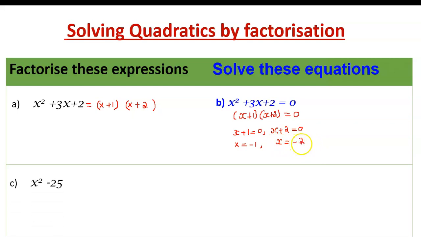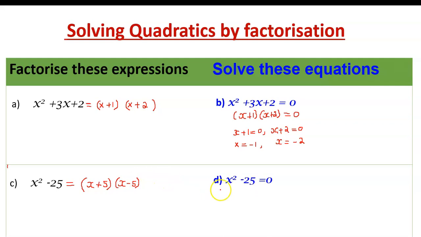Let us do another one. Here I have x squared minus 25. Do you still remember what we call this? This is the difference of two squares. How do we do it? We square root the first one, and we square root the second one, and one time we add them, and one time we take away. This is how we have learned, and this is how you factorize.